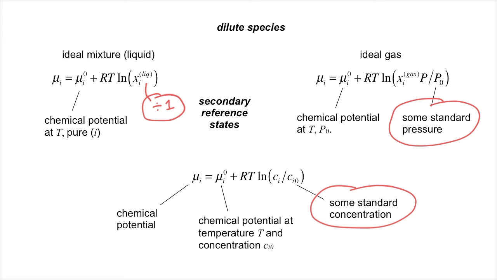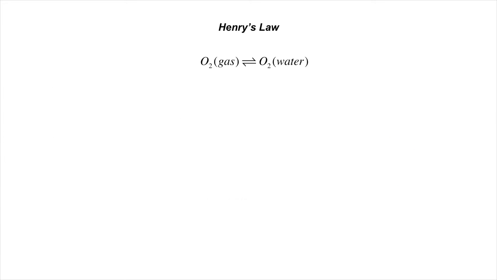However, unlike the case with an ideal mixture, this expression is generally valid for any solute, provided the concentration remains very low. One important prediction of this behavior is something called Henry's law, which is often used to express the solubility of gases in liquids. For example, consider the problem of oxygen solubility in water.